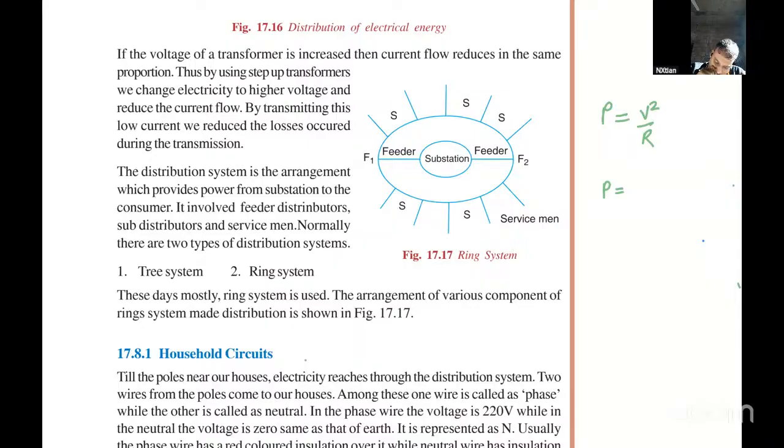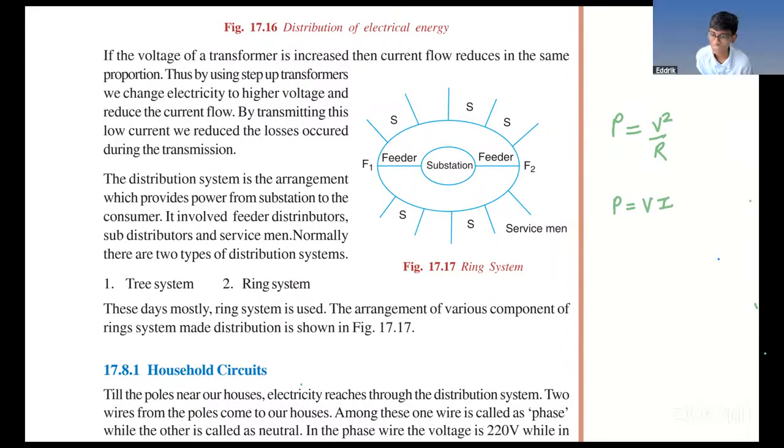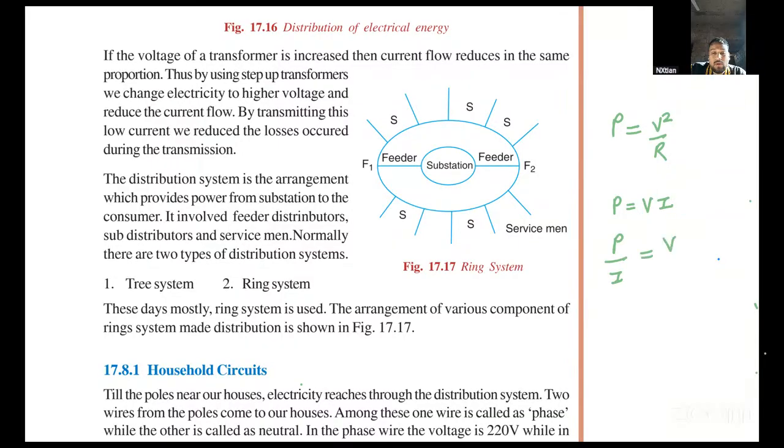Okay. So now in this case, basically, we know that power is equal to V into I, voltage into current. Now, if I write it like this, P by I is equal to V. You taught that power is equal to voltage into current? No, that is in the previous chapter, not in this chapter. Okay. So when you increase the voltage, then current will decrease in this case, because we are relating it to the power.